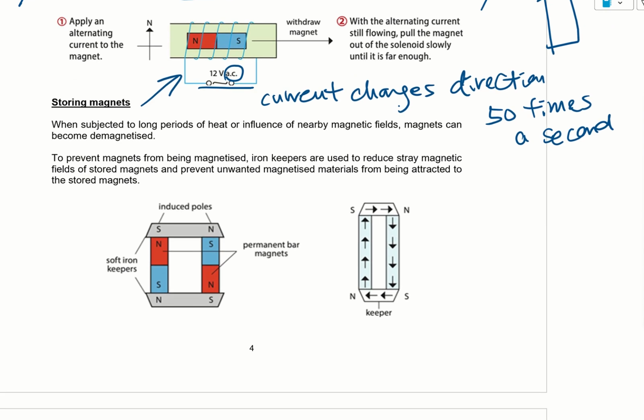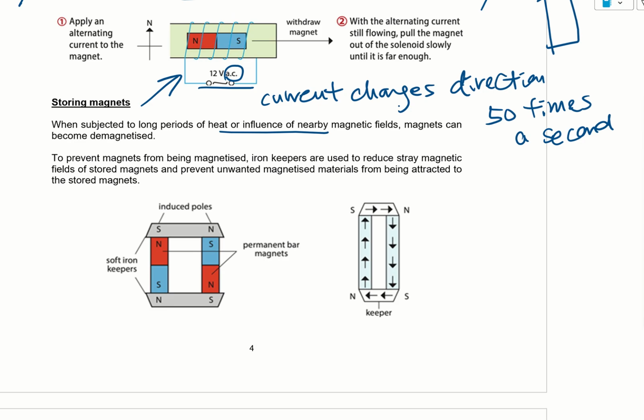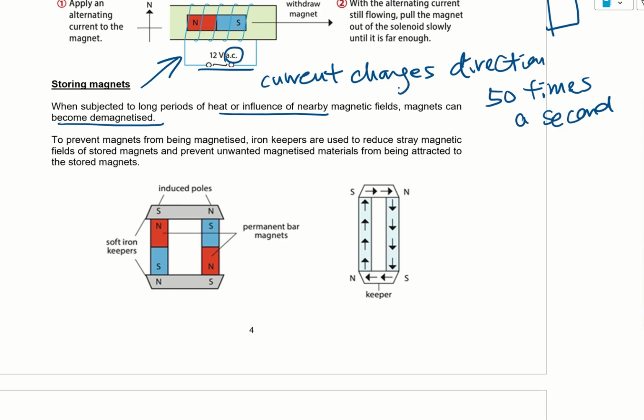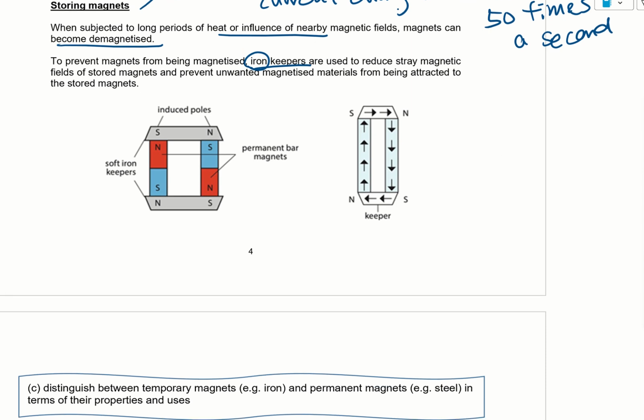Okay, storing magnets: when subjected to long periods of heat or the influence of nearby magnetic fields, magnets can become demagnetized. So to prevent magnets from being demagnetized, iron keepers, okay, iron is a magnetic material, are used to reduce stray magnetic fields and to prevent unwanted magnetized material from being attracted to it.